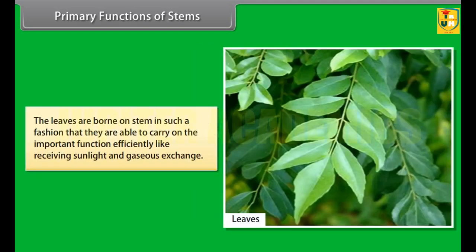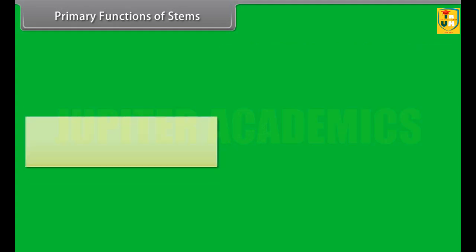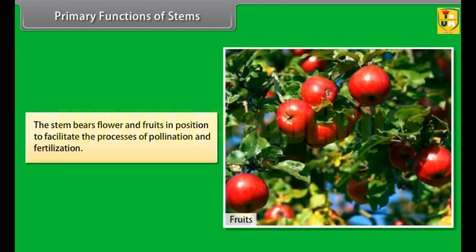The leaves are borne on stem in such a fashion that they are able to carry on the important functions efficiently, like receiving sunlight and gaseous exchange. The stem bears flowers and fruits in position to facilitate the processes of pollination and fertilization. Secondary functions of stems.